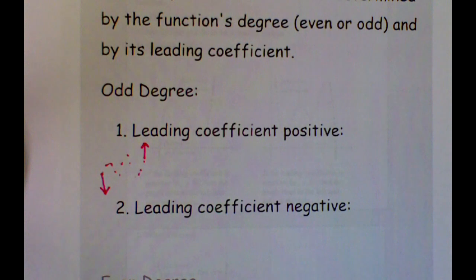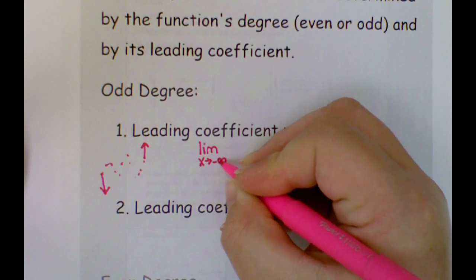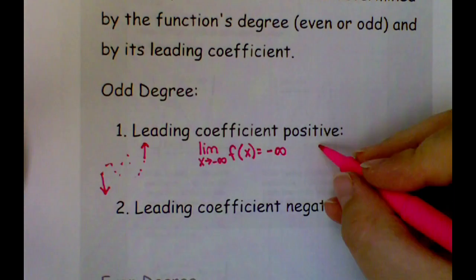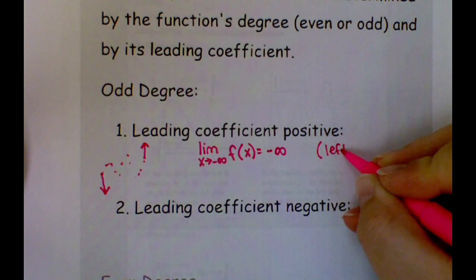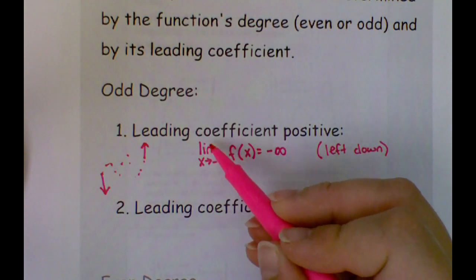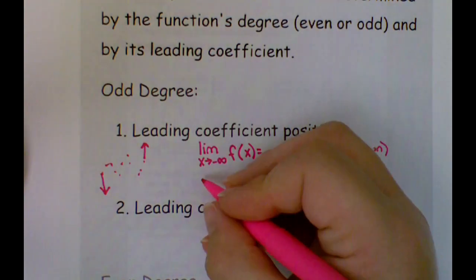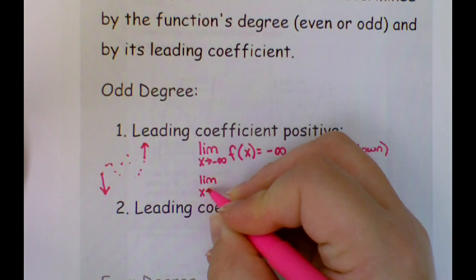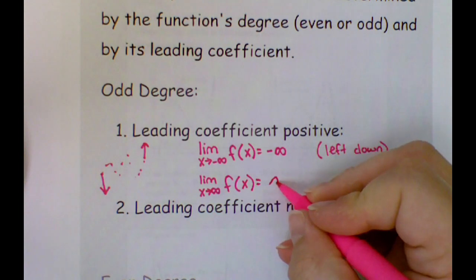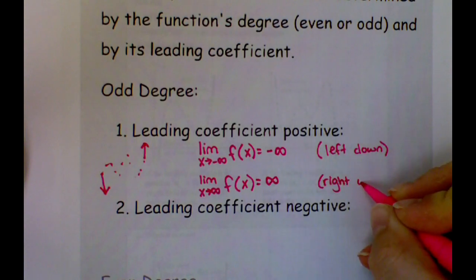The way we write that is the limit as x approaches negative infinity of f of x equals negative infinity. That part just means the left side goes down. All right? The limit as x approaches negative infinity means the left. This negative infinity means goes down. So then the right side is the limit as x approaches positive infinity of our function f of x. And that goes up, so we say positive infinity. That means the right goes up.